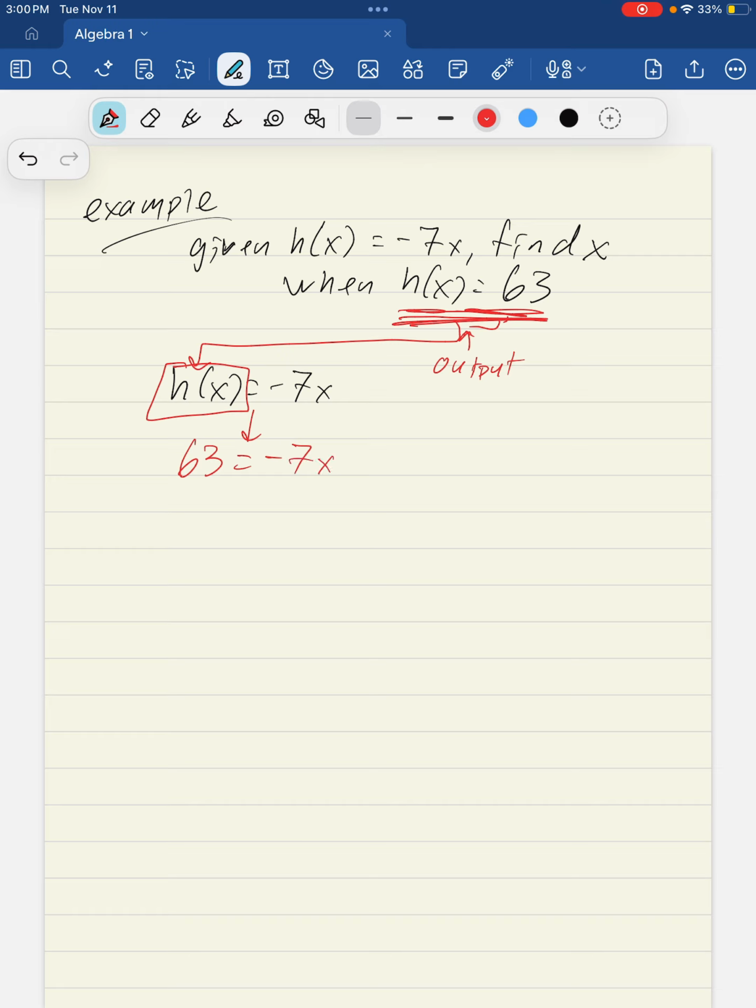And how do we continue with this problem? Well, now we actually go back to chapter 1 and solve for our x. So we need to get our x totally by itself. So I divide both sides by negative 7. I do need to remember my negative rules here, or I could just use a calculator. I get negative 9 equals x. Boom. So again, all we do is we substitute our value in for the output, and then we solve for x.